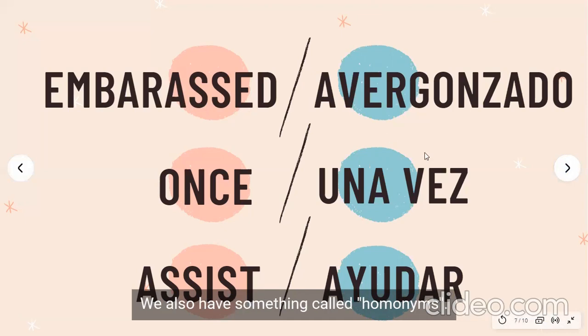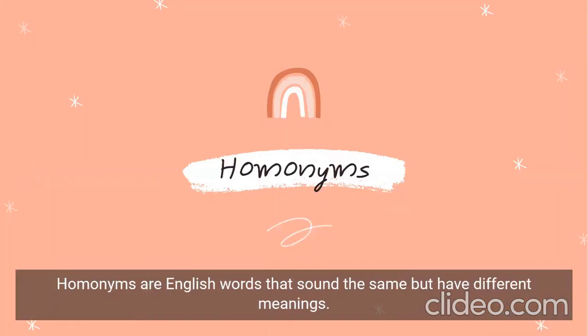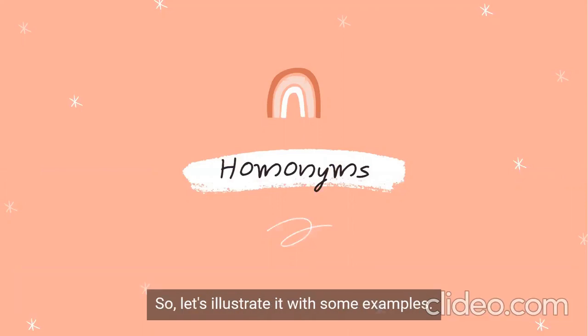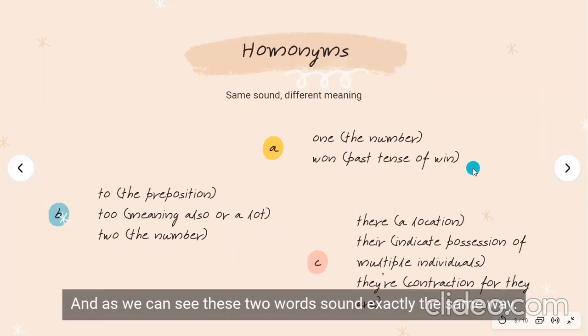We also have something called homonyms. Homonyms are English words that sound the same but have different meanings. So let's illustrate it with some examples. We have one as in the number and one as in the past tense of win. And as we can see, these two words sound exactly the same.